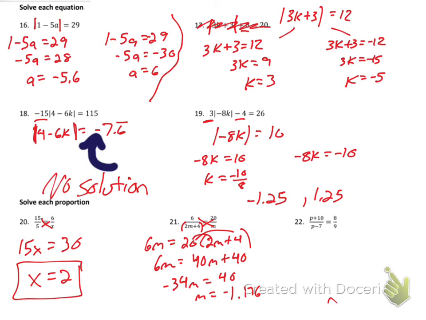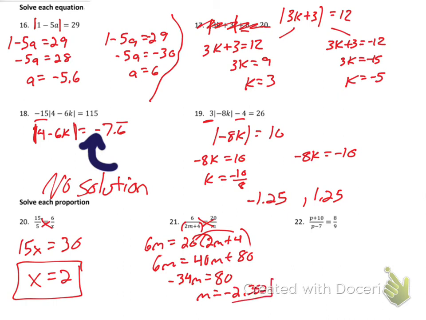So the best way to do it is to just start over. Make sure I set my thing up right. So 6m is going to equal 20 times 2m plus 4. And I already know what I did. 20 times 4 is 80. So it's going to be 6m is equal to 40m, and that's going to be plus 20 times 4 is 80. So I'm going to do the same thing. I'll minus the 40m. That's going to be negative 34m. It's equal to 80. So I'm going to do 80 divided by negative 34, and I get m is equal to negative 2.352. Or 353, depending on how you round.